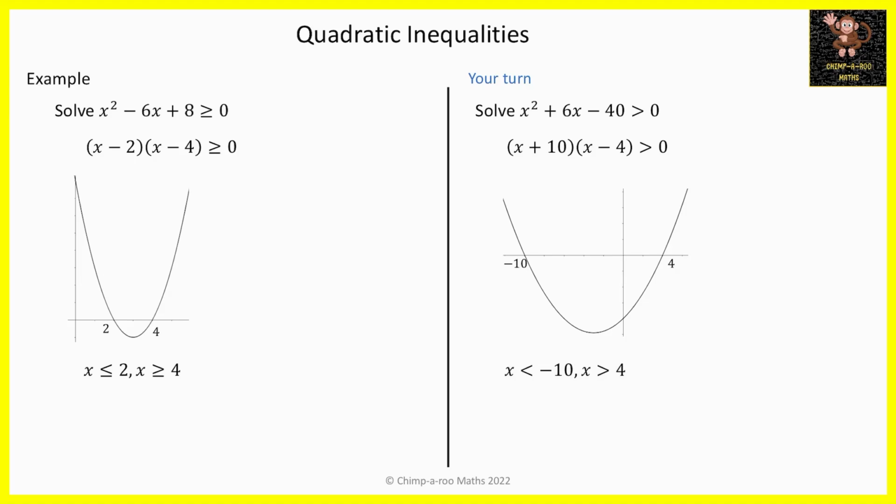Notice when the question has greater than or equal to in the sign, your answers will have the equal to part of your inequality as well. Whereas the other one was just greater than, then this one was less than and greater than. There was no equal to on that one. So keep the signs consistent.